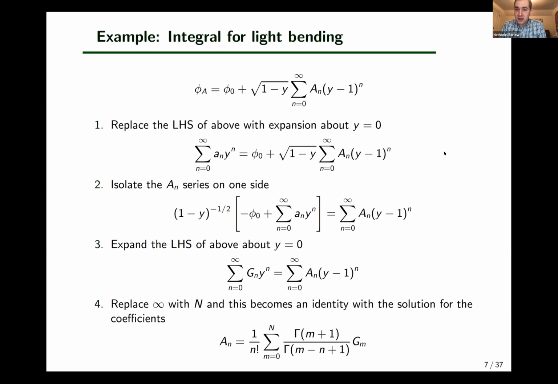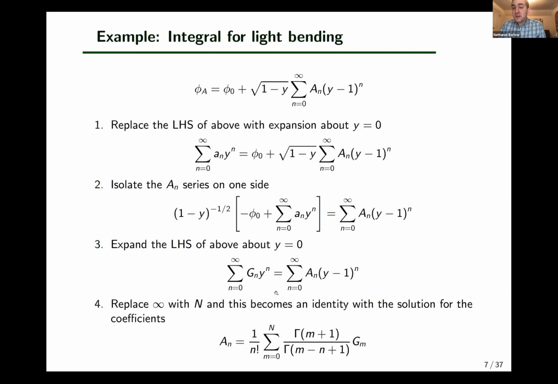And that's what happens in the next line here. We just move over the theta 0. We move over the square root of 1 minus y. So we just did a bit of algebra here. And the next thing we do is we Taylor expand the left-hand side of step 2 and get this capital Gn of y. And there's an identity. It's basically using the binomial theorem to relate an expansion in y and an expansion in y minus 1, which is the last step.